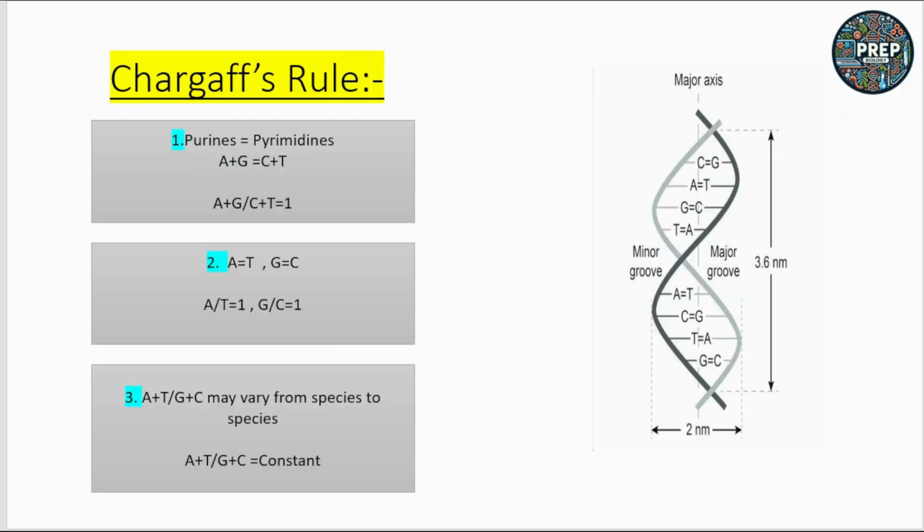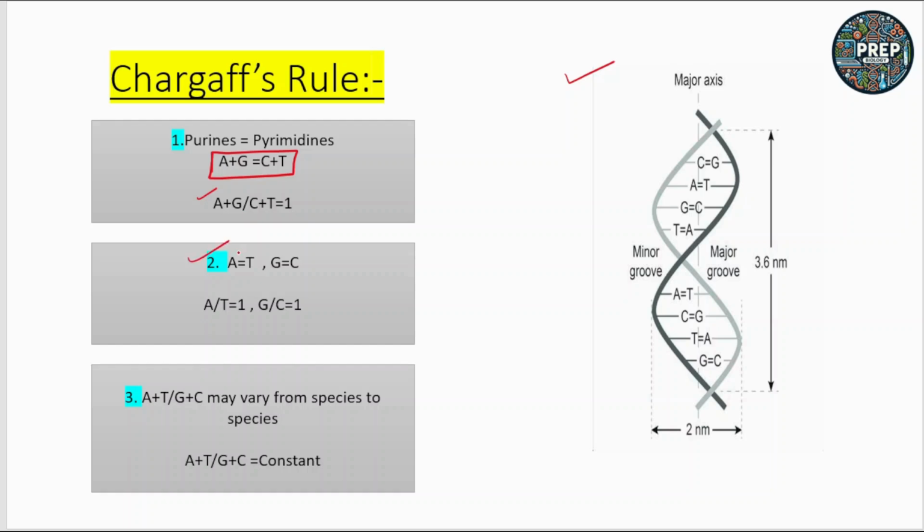Chargaff's rules. The first rule of Chargaff is that the number of purines is equal to the number of pyrimidines. We know that the purines are A plus G, which is equal to the pyrimidines, that is C plus T. Why is uracil not there? Because uracil is present in the RNA, not in the DNA, and we are talking about the double-stranded DNA structure. So the first rule of Chargaff is that the number of purines is equal to the number of pyrimidines, meaning A plus G is equal to C plus T, or we can say that (A plus G) upon (C plus T) is equal to 1. This is the first rule of Chargaff.